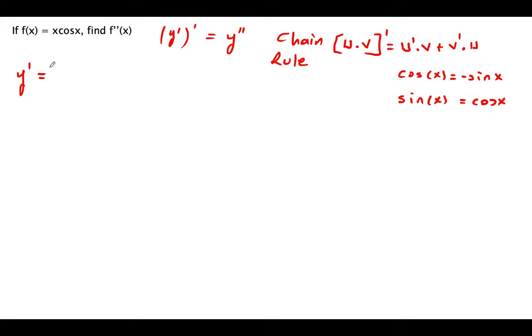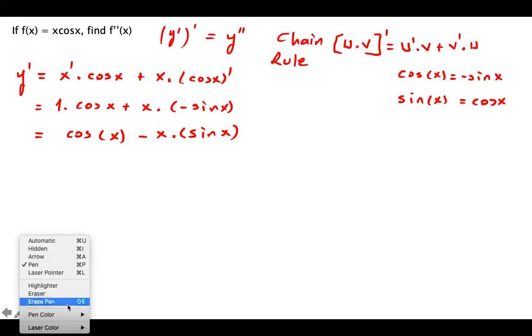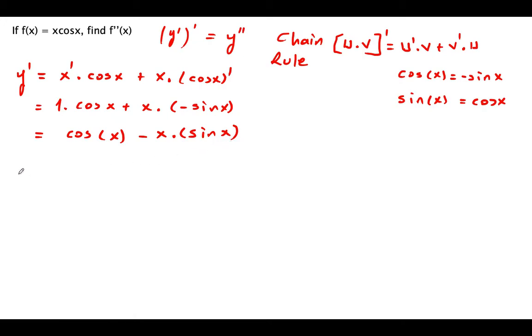y prime is equal to the derivative of x times cosine of x plus x times the derivative of cosine of x, by using the product rule. So it will be 1 times cosine of x plus x times negative sine of x. If we arrange this, cosine of x minus x times sine of x will be the first derivative. In order to find the second derivative, we have to take the derivative of the first derivative. So the derivative of cosine of x is negative sine of x.